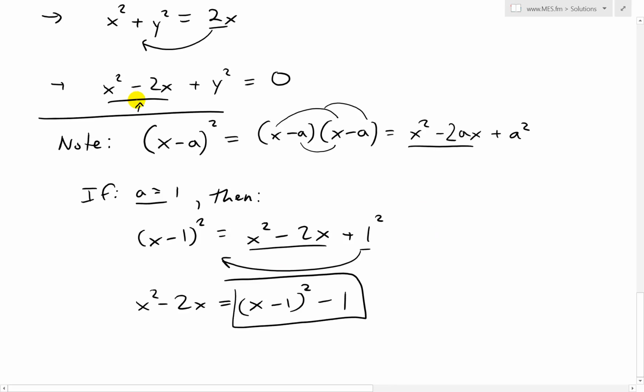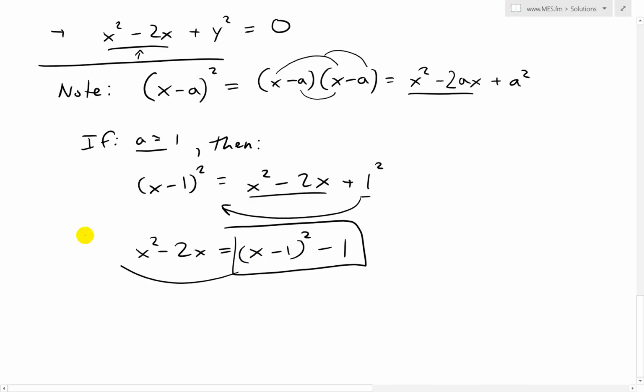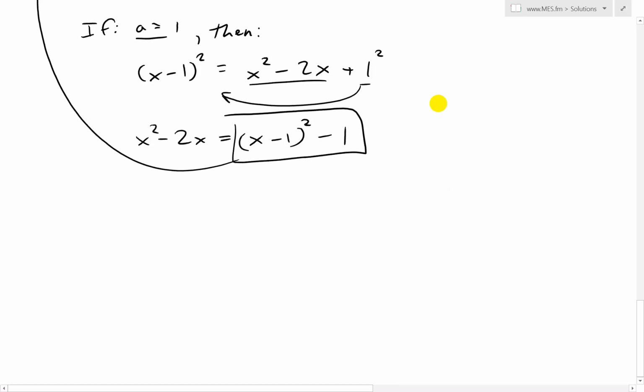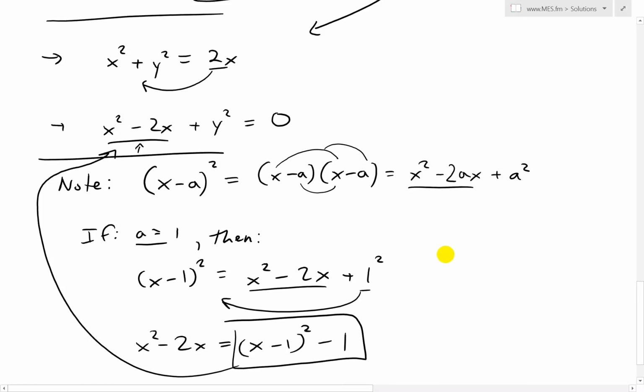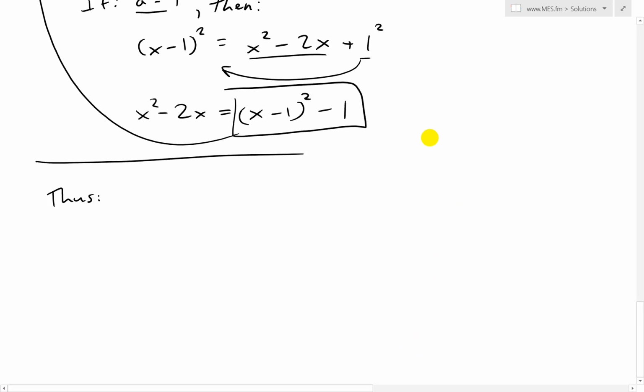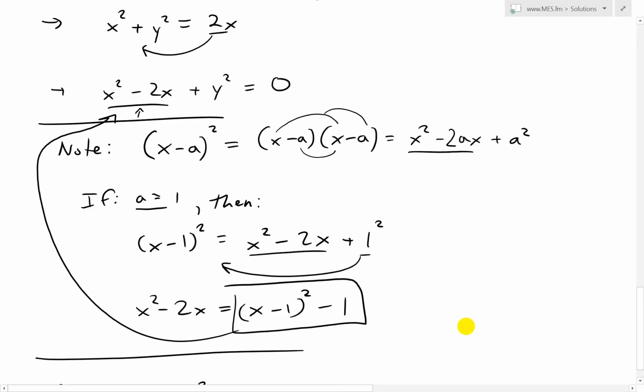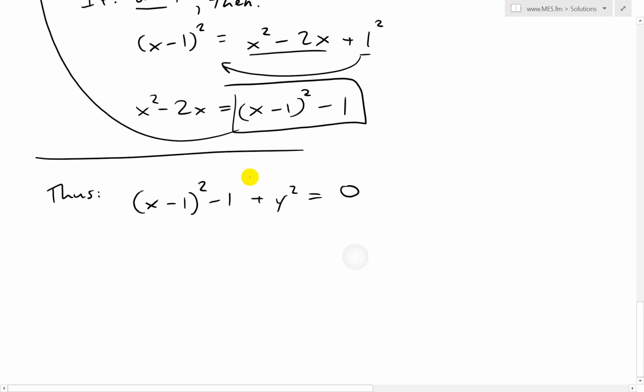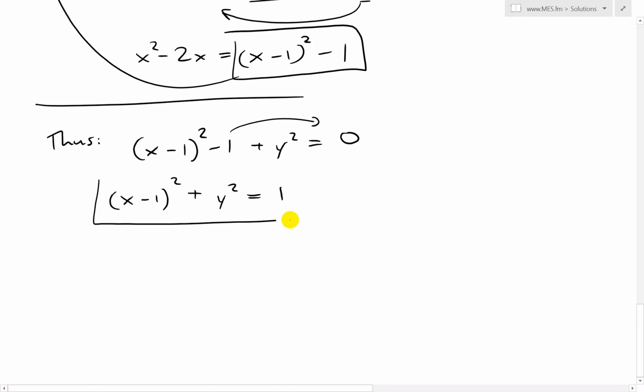So now we can throw that inside here, like that. Thus, now we have (x minus 1) squared minus 1 as our x squared minus 2x, then plus y squared equals 0, and that's here. And then we can just move this 1 to this side. So what we end up having is (x minus 1) squared plus y squared equals 1. And this is just an equation of a circle.